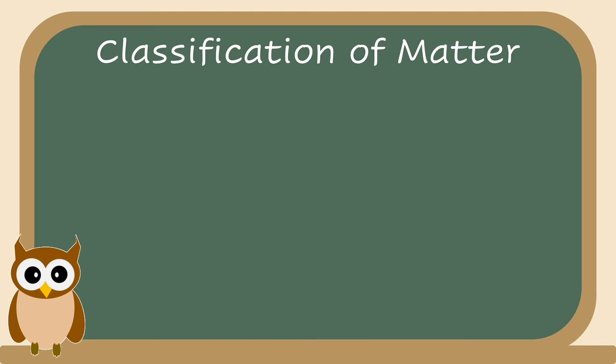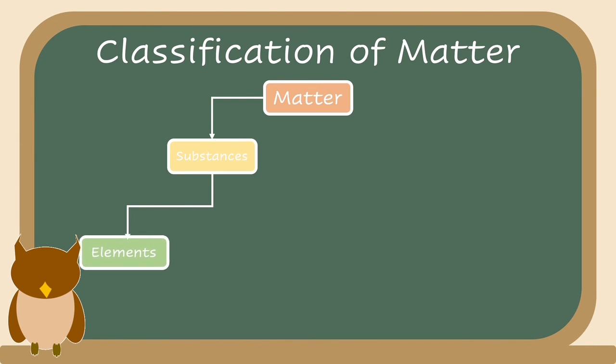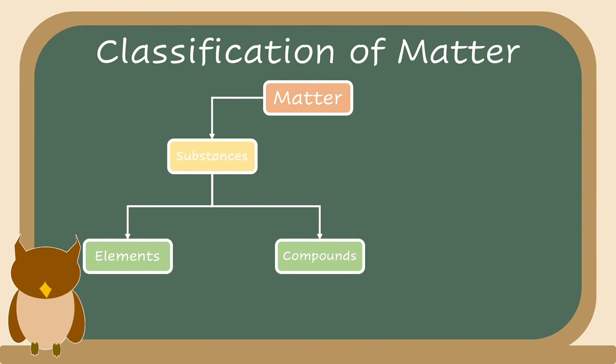So, to sum up, matter can be classified into a number of subcategories. Firstly, into substances, which is basically matter that has constant composition and distinct properties. And this can be further categorized into elements, which are substances made from one type of atom only, and also into compounds, which are made from at least two elements. Compounds can be broken down into elements by chemical means.